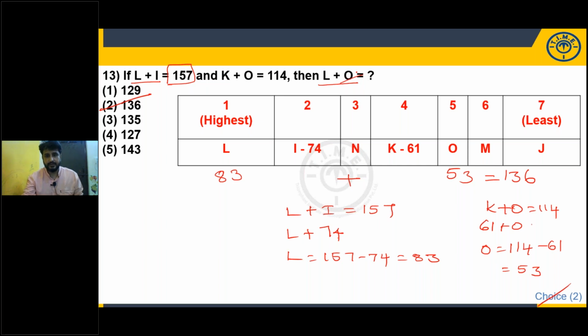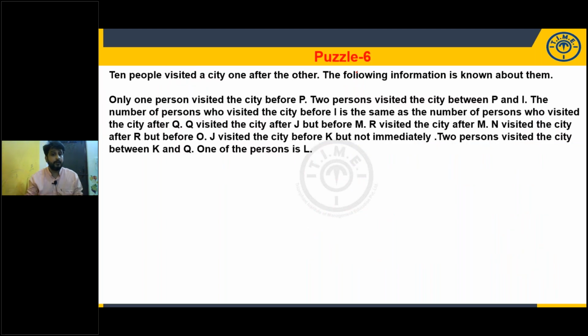Now move to the next set. Very, very important set. In recent exams, it has become very, very popular. This model: 10 people visited a city one after the other. The following information is known about them. I'll explain this question.